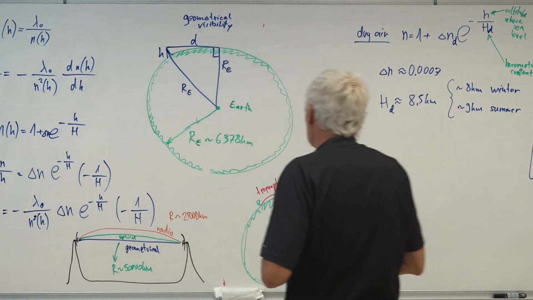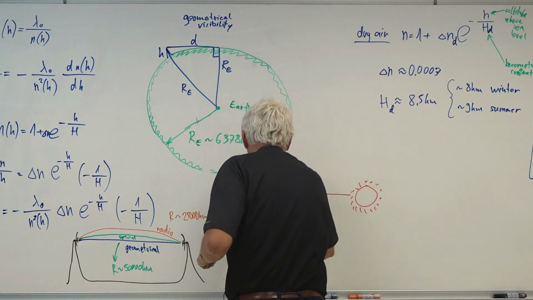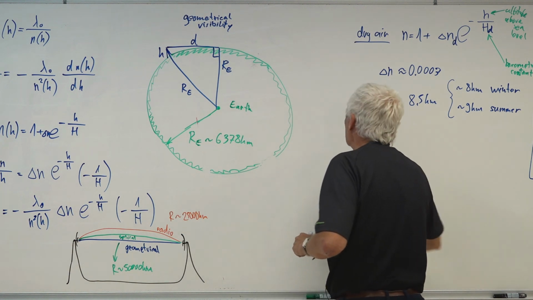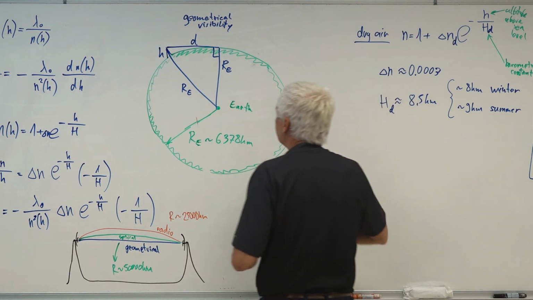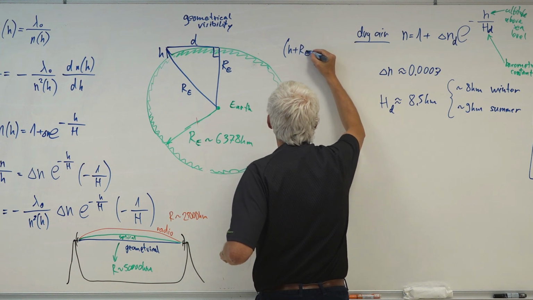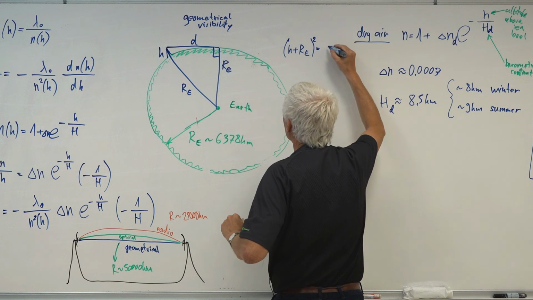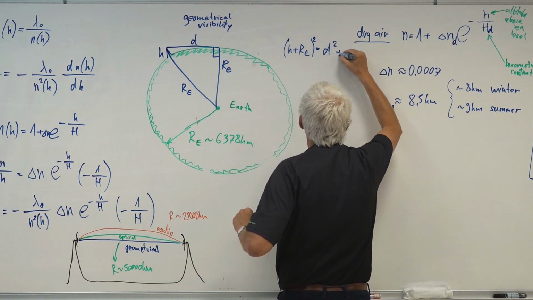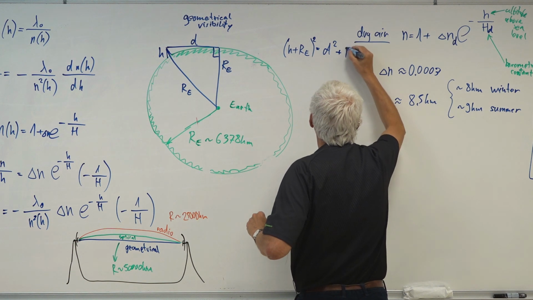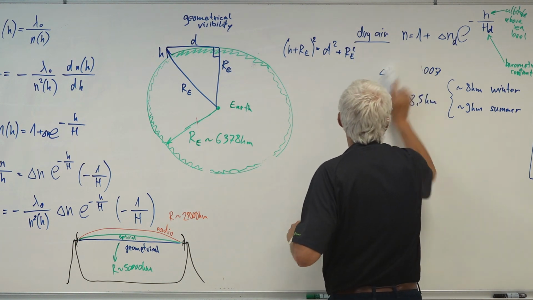Geometrical visibility. Let's now try to solve the Pythagoras here. Pythagoras says h plus R_E, this side of the triangle, squared is equal to d squared plus R of the Earth squared. I'll just erase this to make more space here.